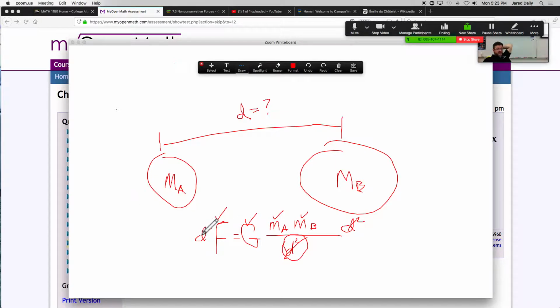And I want to solve for d squared, so I need to get d by itself. I want to solve for d, rather. So I'm going to now divide by f on both sides. And that's going to get rid of the f on the left-hand side. Now I have an equation that looks like this. D squared equals G m a times m b over f. Then if I take the square root of both sides, I've got an equation. You're good. Any more questions?